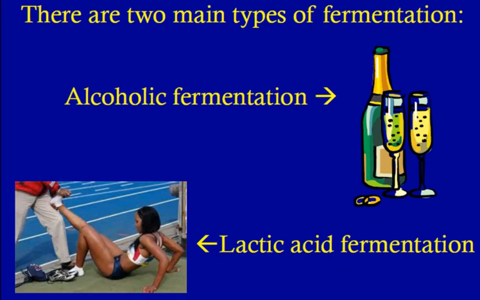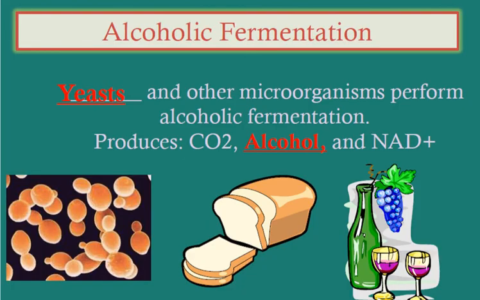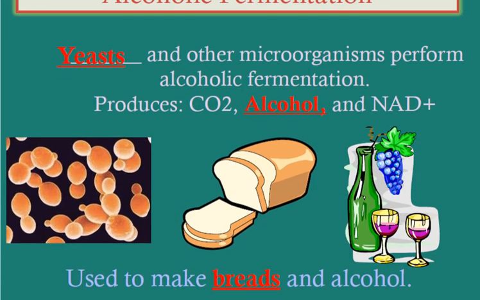So the 2 types, alcoholic and lactic acid. We're going to see lactic acid with two things, exercise as well as some of our foods, and we'll focus on foods with alcoholic. So with alcoholic, our big example is yeast. Yeast is involved in making bread as well as wine and beer, all your alcohols.